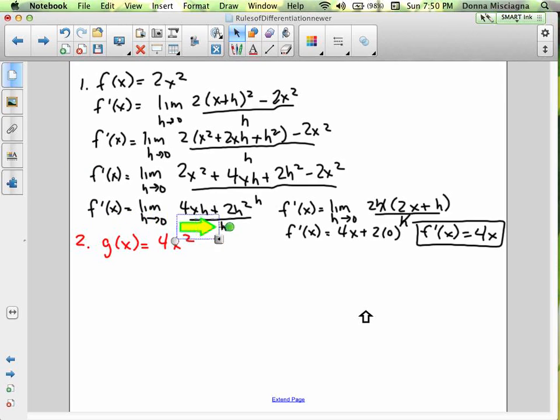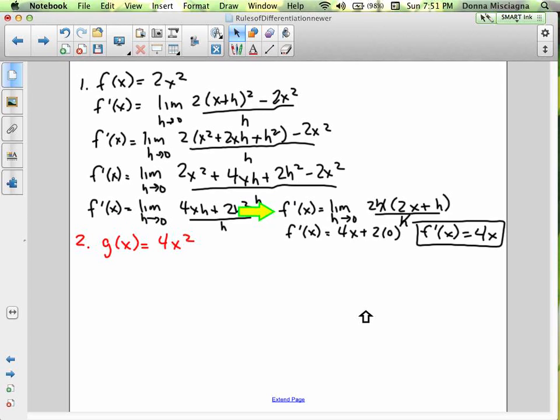I also decided to factor out the 2. You'll see it really doesn't make any difference, and after a while I got tired of factoring out the constant here. But I did on this one. So we have f prime of x equals the limit as h approaches 0. I can cancel out those two h's, the h in the numerator and the h in the denominator.